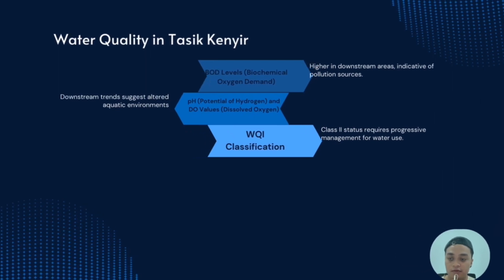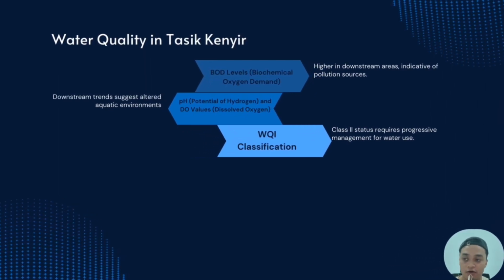For this slide, we found out the water quality in Tasik Kenyir. We summarize all the water quality in Tasik Kenyir in one data. The summary is the BOD level, biochemical oxygen demand, is higher downstream, indicative of a pollution source. The second summary, we have pH, potential of hydrogen, and DO values, dissolved oxygen. Downstream trends suggest an altered aquatic environment for these two.